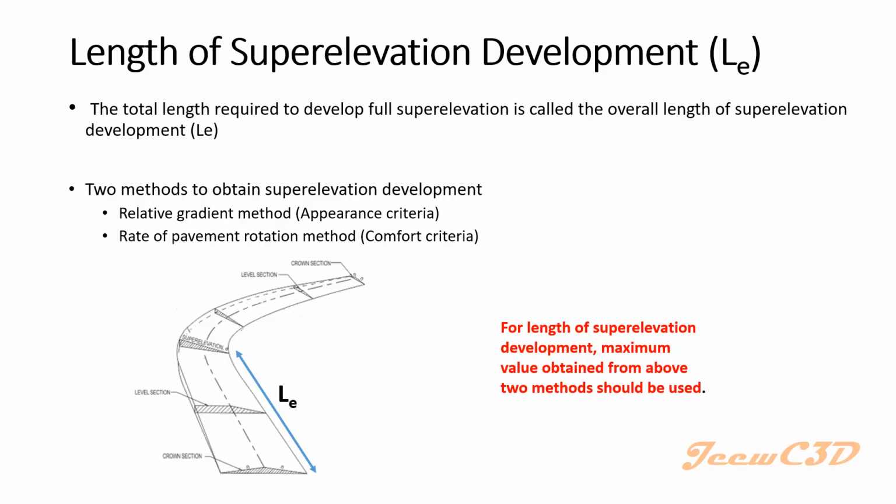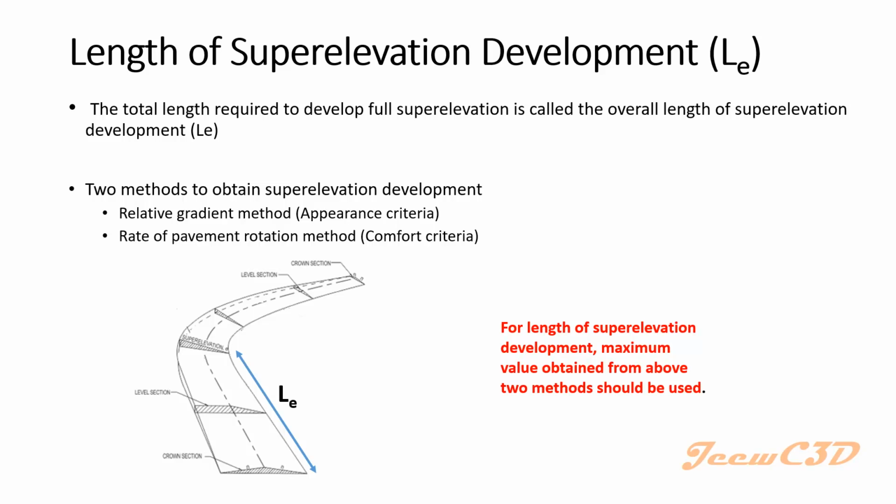In the other case, about the comfort criteria, where you have the rate of pavement rotation. If this pavement is rotated and comes to full superelevation in a very small length, the driver feels that when he is driving in the curve, suddenly the pavement rotates, suddenly the road slope changes. It is felt by the drivers and the people inside the vehicle. So in that case, your comfort criteria is not satisfied.